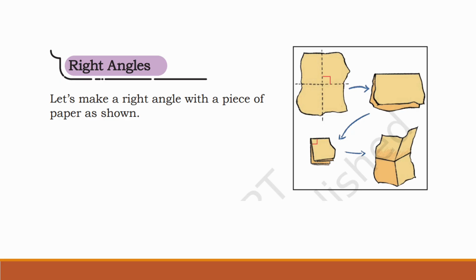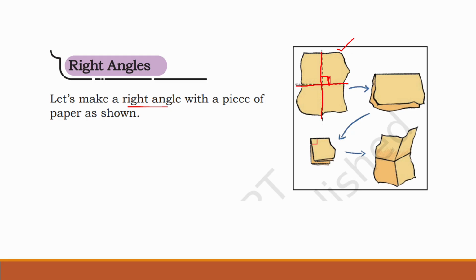Let us make a right angle with a piece of paper as shown. You take a piece of paper like this. See, in this picture you can see a horizontal straight line and a vertical straight line here. See, here you can see an angle here. This angle is a right angle. It is 90 degrees. This is a right angle. So you can make a right angle with this piece of paper.